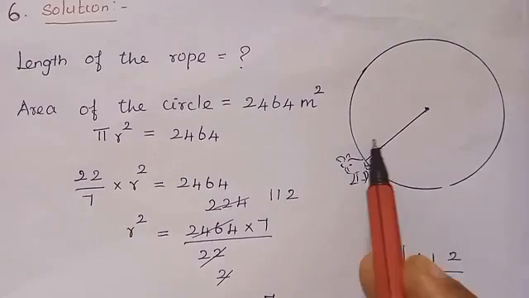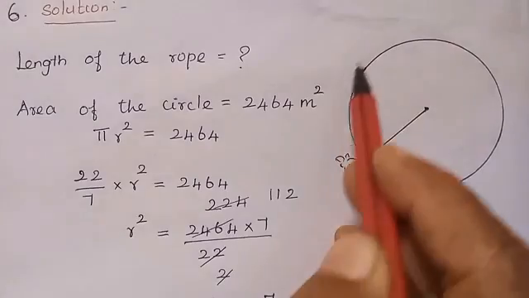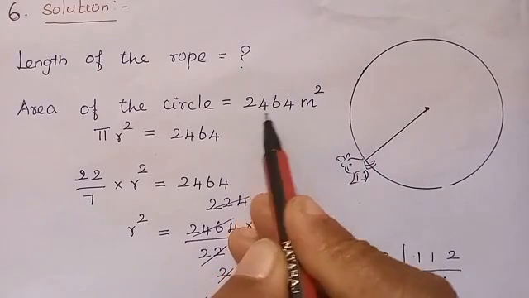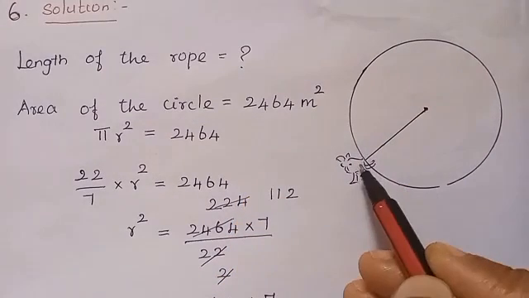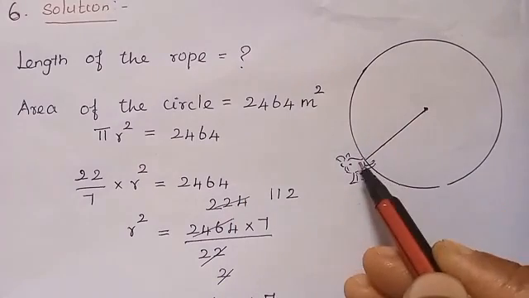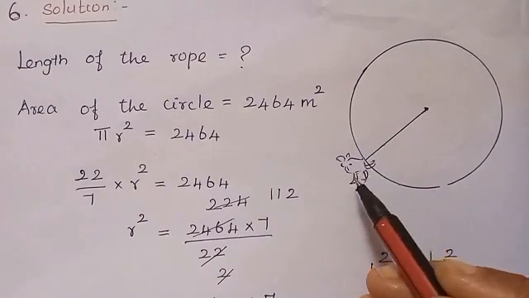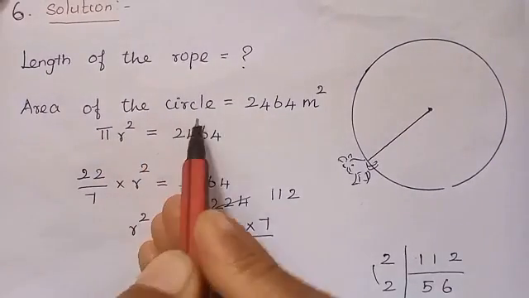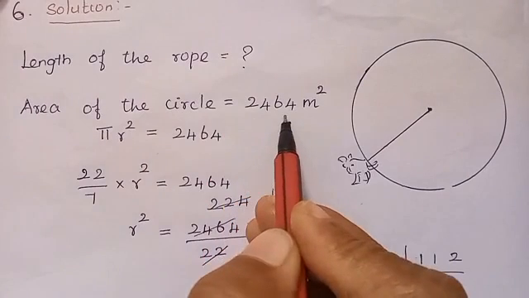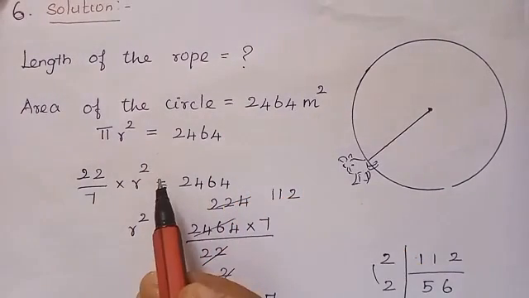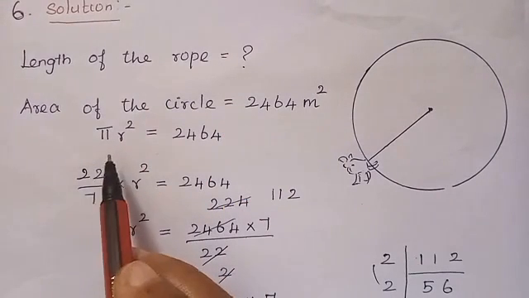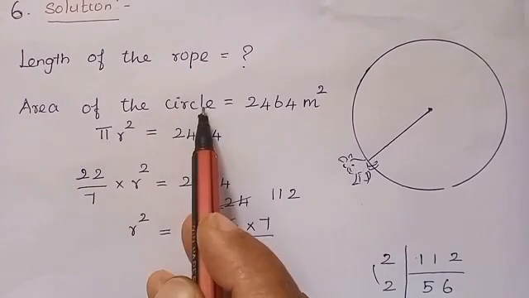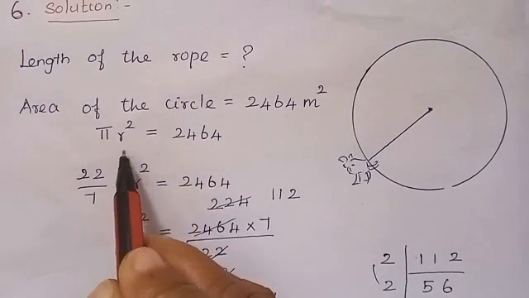Here, this is the area that the bull can graze. The area is given as 2464. This is the rope. How do we find the length of the rope? Length of the rope means the radius of the circle. So, we are going to find the length of the rope. The area of the circle is given, 2464 meters square. Already we know the formula for the area of a circle is pi r square, square units. See, the area of the circle is given. That means the pi r square value is given.